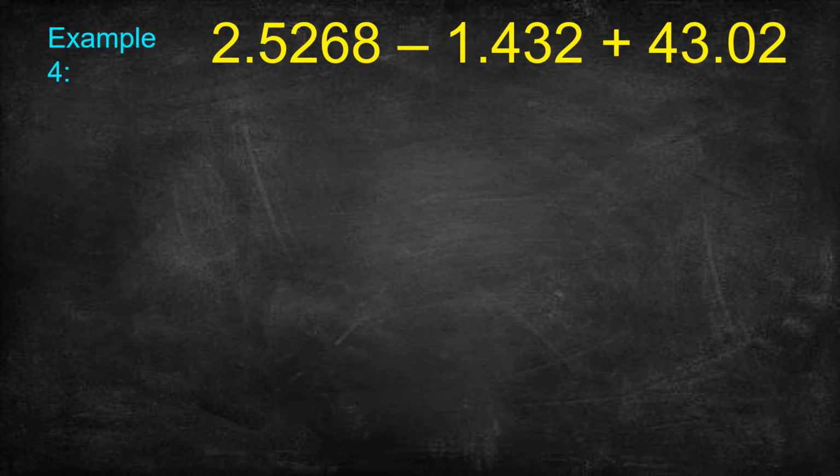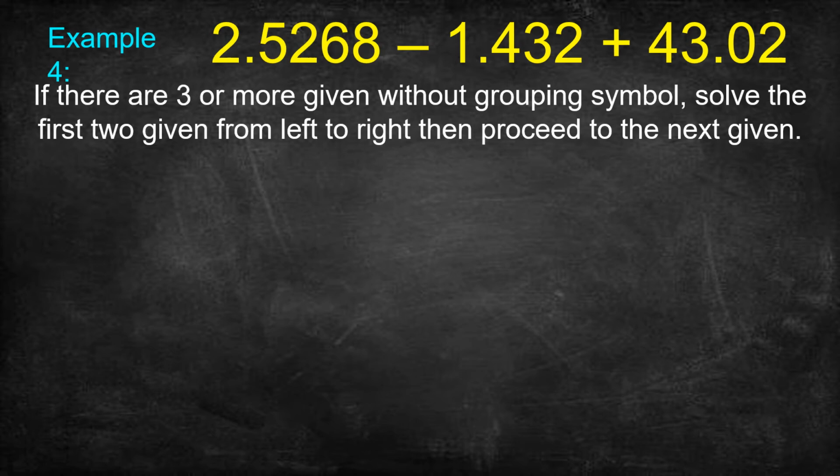Now, let's proceed with example number 4. 2 and 5,268 10,000 minus 1 and 432,000 plus 43 and 2 hundredths. So, mapapansin nyo dun sa ating given, we have combination of subtraction and addition. And we also have 3 given decimal numbers. So, kapag ganito na yung given ninyo, kailangan nating unahin, i-compute yung unang dalawa from left. So, if there are 3 or more given without grouping symbol, solve the first 2 given from left to right and proceed to the next given.